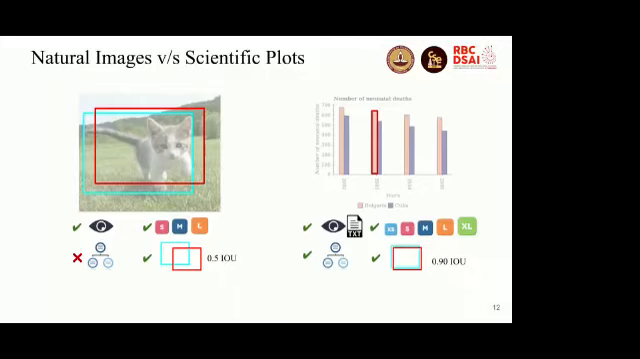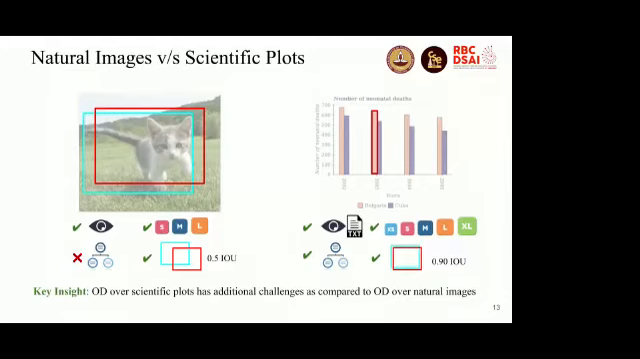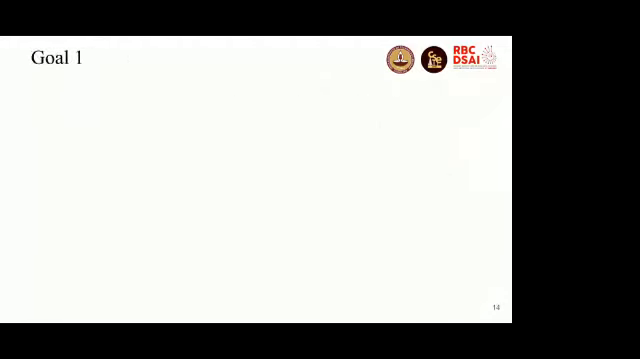And it turns out that most object detection methods have never been evaluated in this extreme setup where you need a very, very high localization accuracy in addition to the classification accuracy, right? So that's the main point that we want to make through this talk. So definitely, object detection over scientific plots has additional challenges, as I enumerated here.